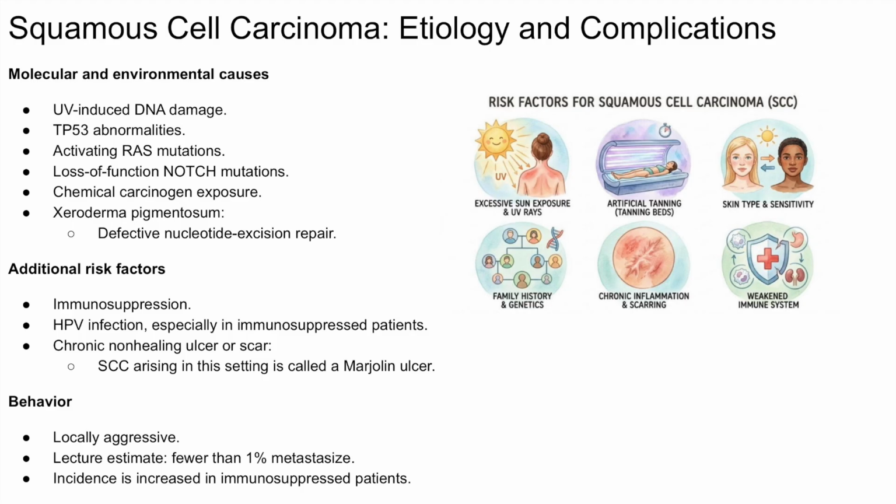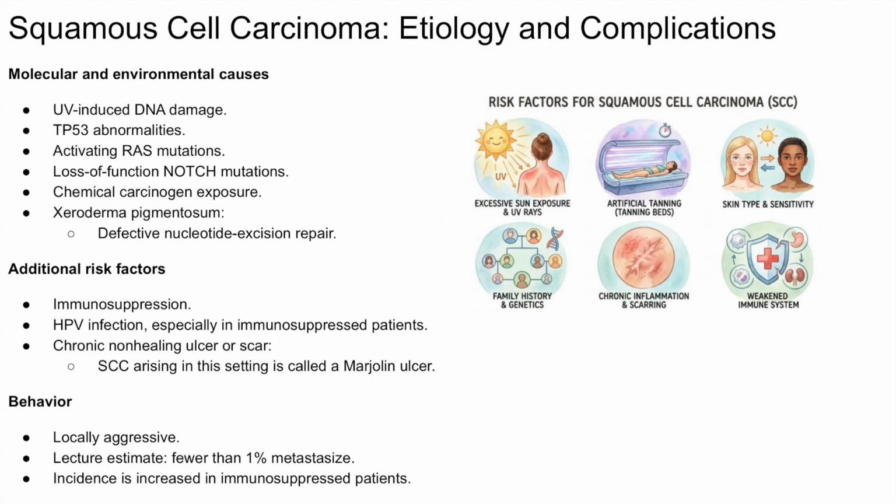All right, so chronic ultraviolet exposure is the major cause of cutaneous squamous cell carcinoma, producing mutations in genes such as TP53 and NOTCH. Other risks include arsenic and chemical carcinogens, defective nucleotide excision repair, and xeroderma pigmentosum, HPV infection, and immunosuppression, especially following solid organ transplant.